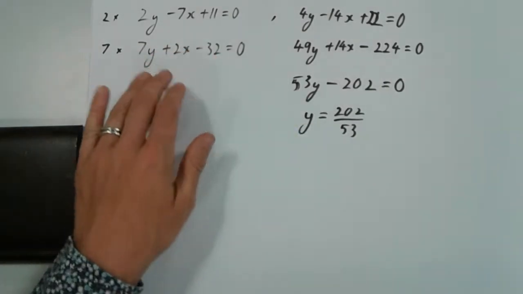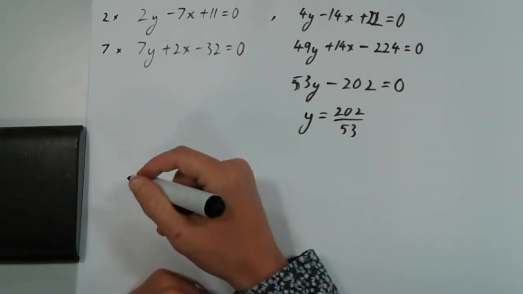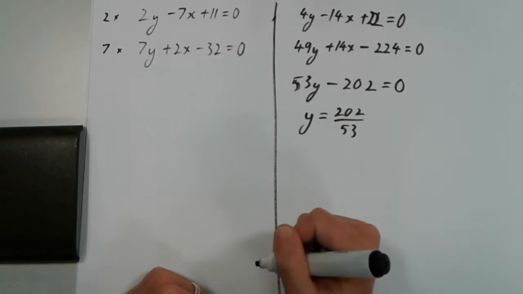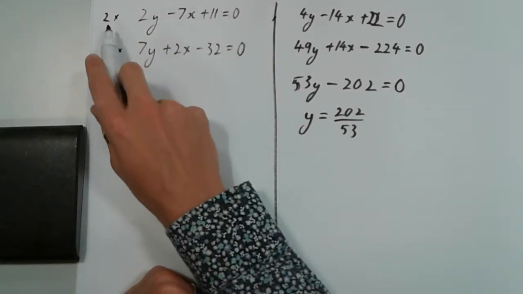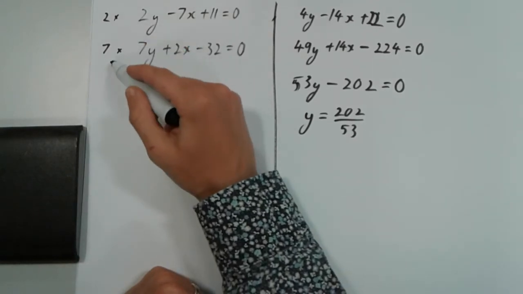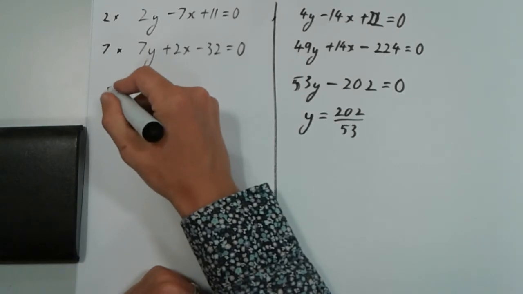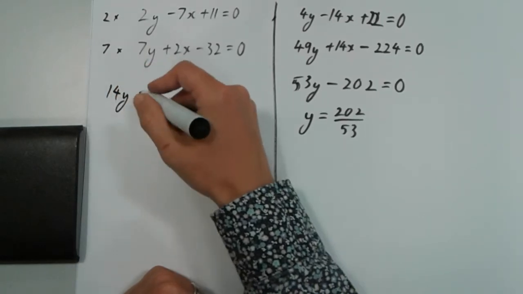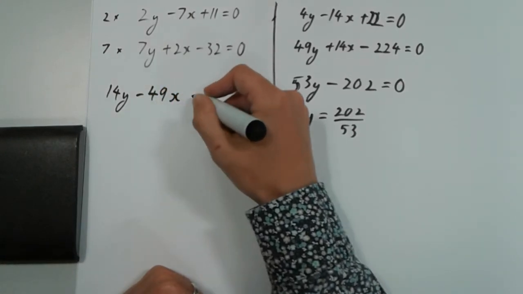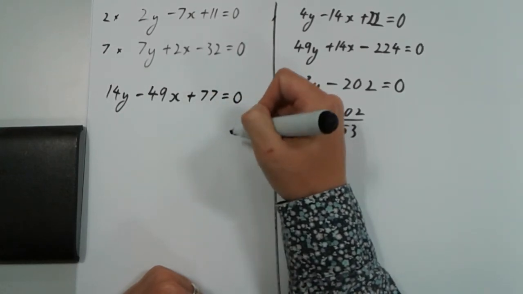Ordinarily I would substitute this into there, but we haven't got nice numbers, so I'm just going to work through solving this simultaneously again, mostly for a bit of practice, but also because I don't want to substitute that into my equation. So let's do this. This time I'm going to multiply the top one by 7 and the bottom one by 2, because then my y's will have the same coefficient. So on the top row I'm going to get 14y minus 49x plus 77 is equal to 0.